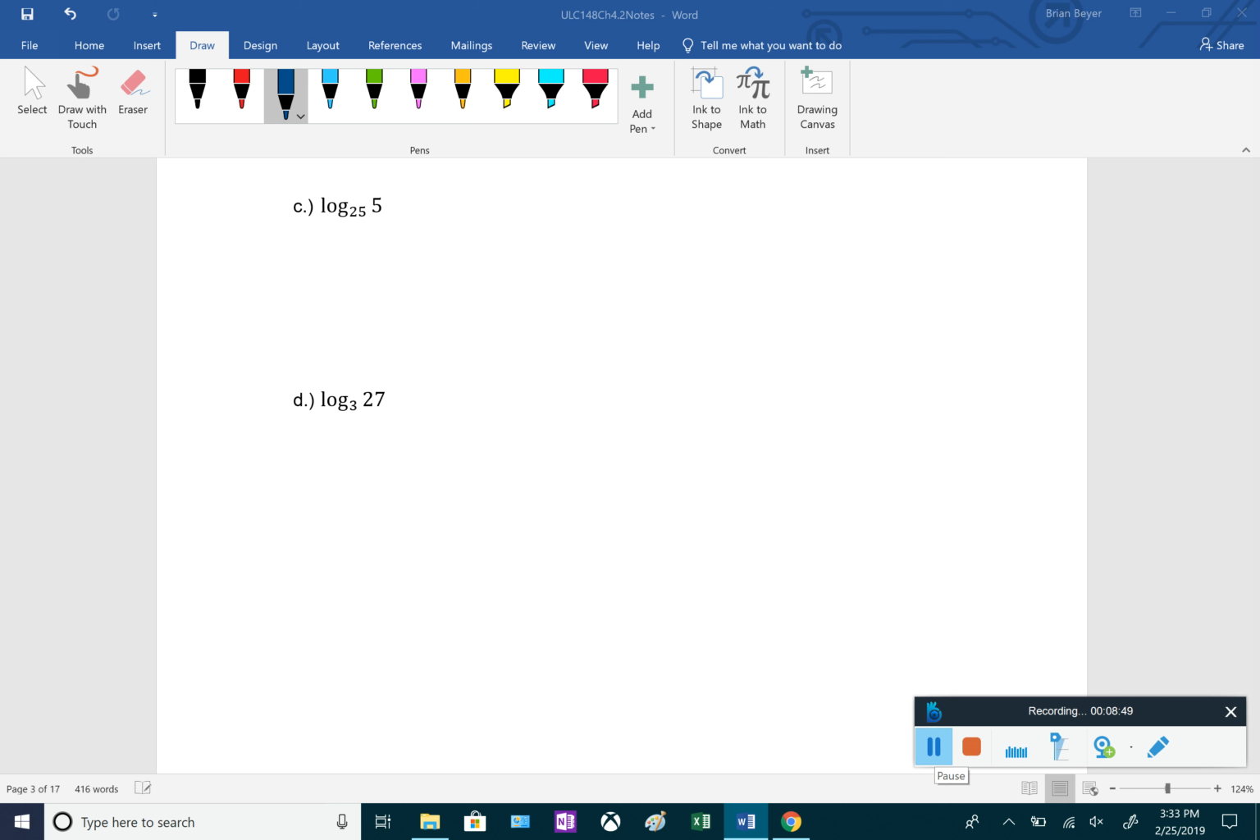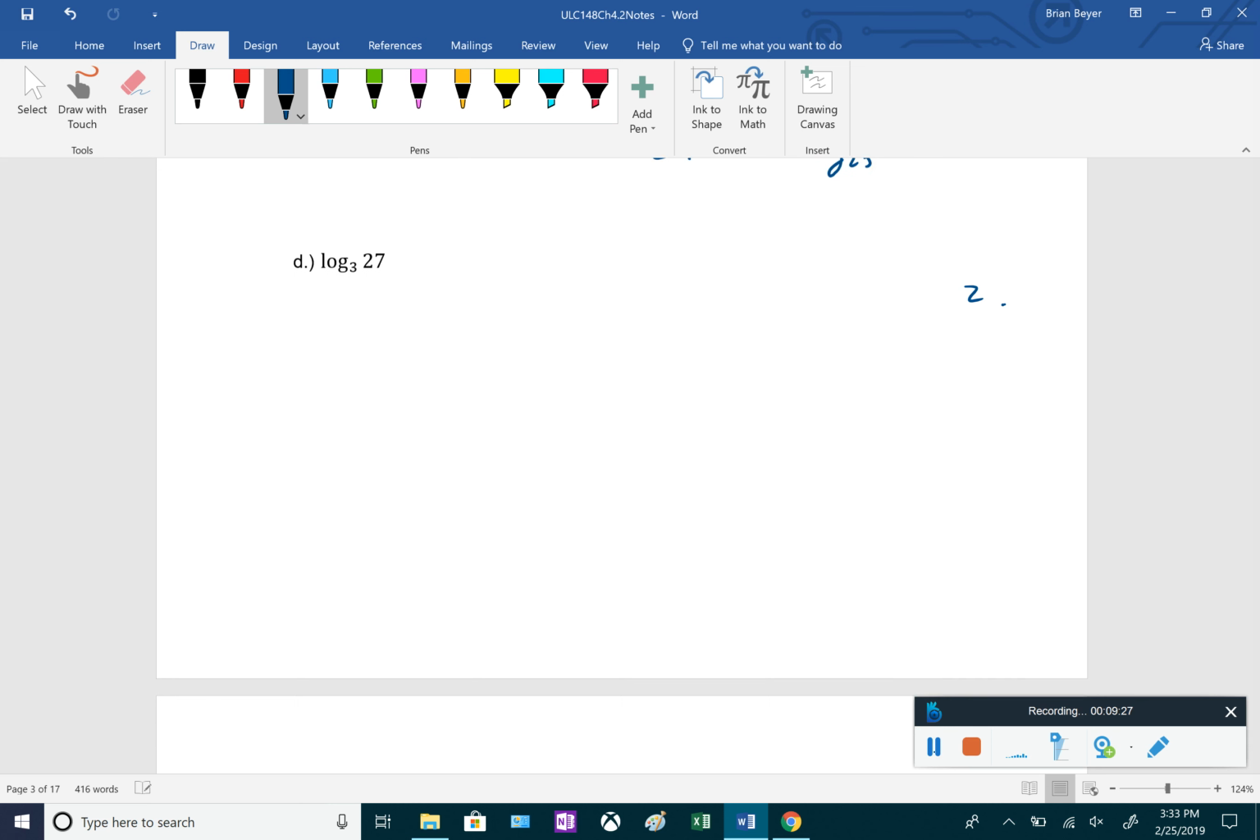So we have log base 25 of 5. Setting it equal to x again, setting it equal to something, and converting it into exponential form, that's going to be 25 to the x equals 5. So trying to think of what x has to equal here: 25 to what power equals 5? We know that the square root of 25 equals 5. That is an exponent of 1/2, so x has to equal 1/2 here. So log base 25 of 5 equals 1/2.